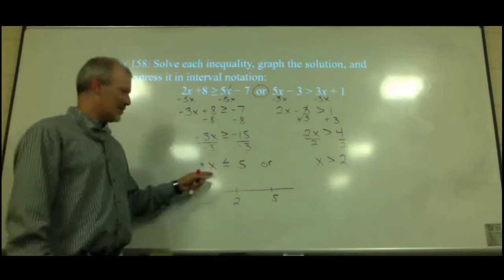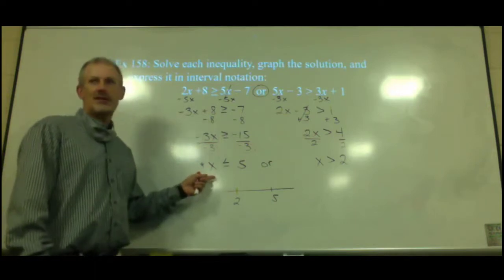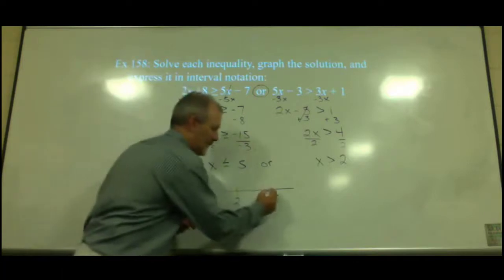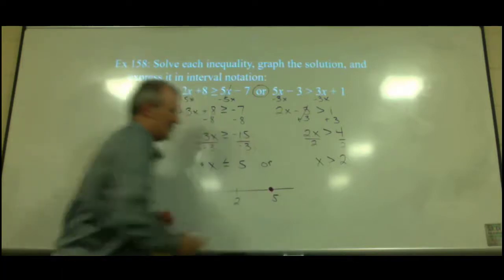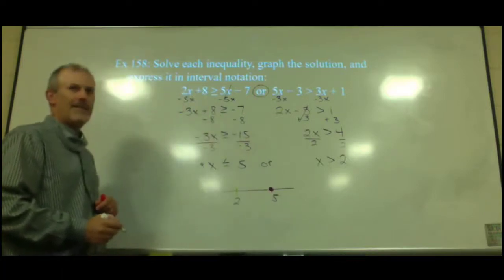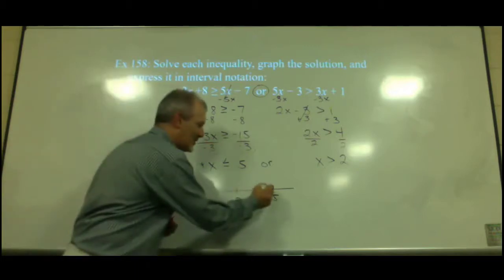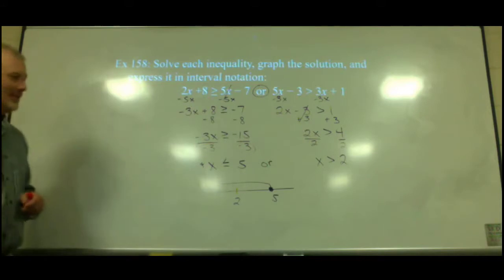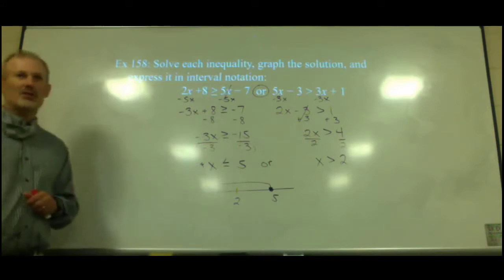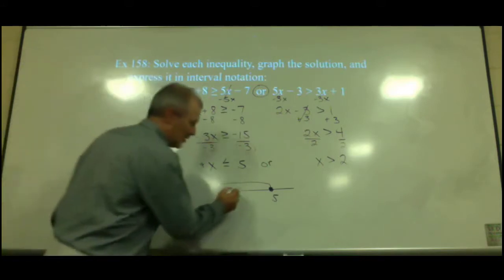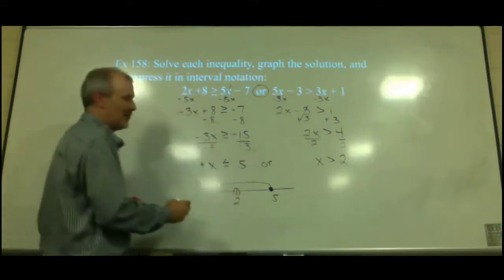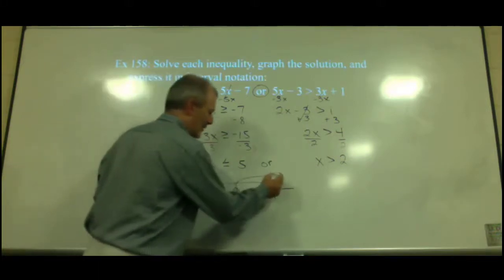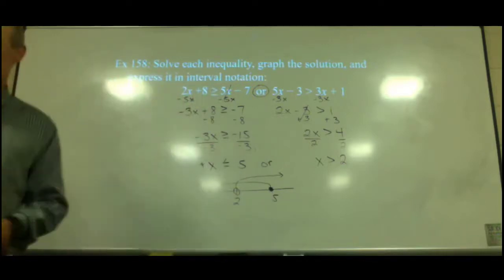So this says, what sort of boundary point is going to go on the 5? Closed, right? And then what direction is it going to go? Yeah, it's going to go to the left. So I'm actually going to draw this up and over. It's going to go this way, right? Correct? And then what kind of boundary point goes on the 2? Open circle. And what direction does that one go? To the right.